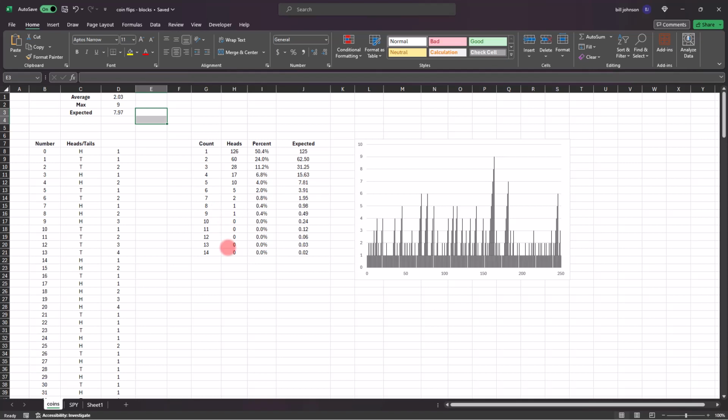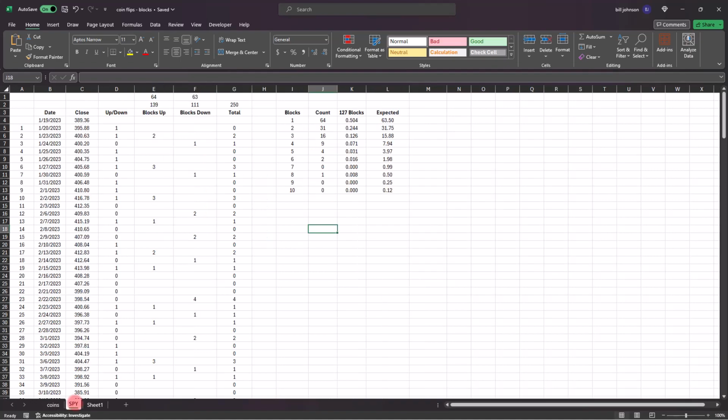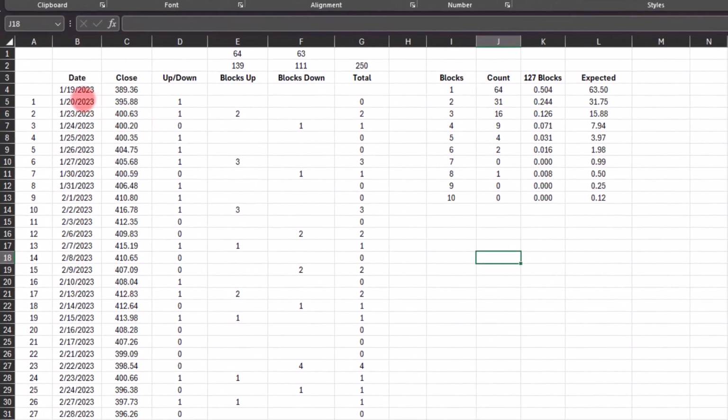So anyway, we can carry this same idea out in the stock market. Instead of heads or tails, we're just going to use up or down. That's what I've done over here with the S&P 500. I started with January 19th, just to give us one day to figure out the up or down. And we're going to look for 250 trading days, which is roughly the number of days in a year. We went all the way out to the end of 2023.